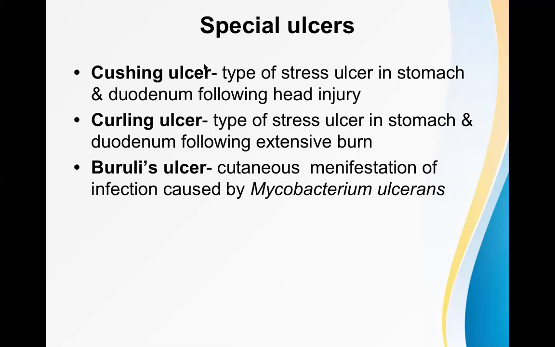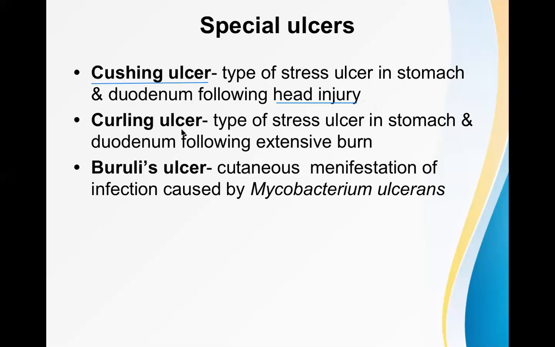Now, why has the term Cushing's ulcer come there? There is a connection. Remember, in case of head injury, there is a high chance of raised ICP or intracranial pressure. In raised intracranial pressure, Cushing's triad is very commonly seen. Cushing's triad is a combination of bradycardia, hypertension, and irregular breathing. Because of that, the term Cushing's ulcer has been given.